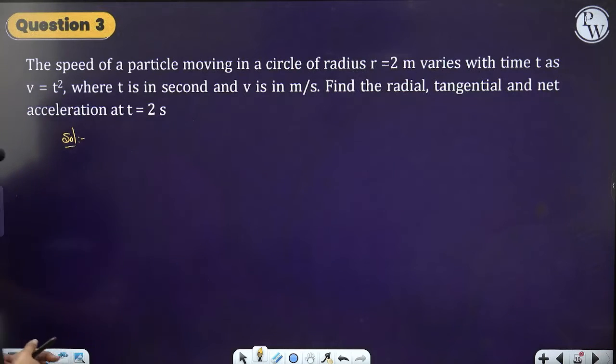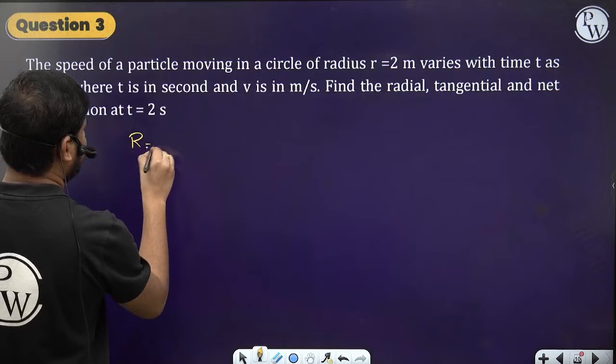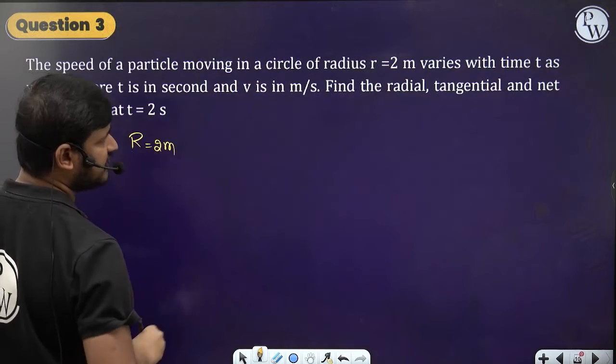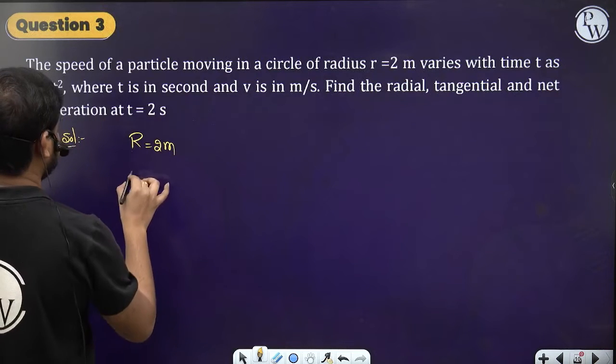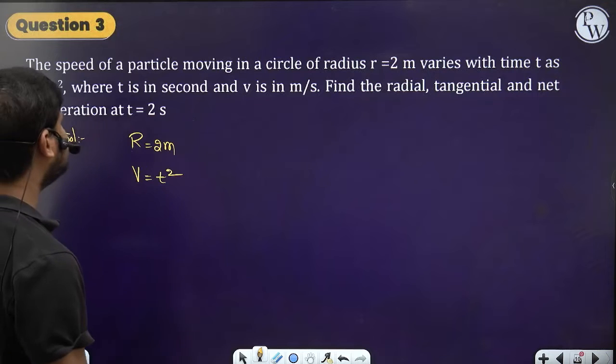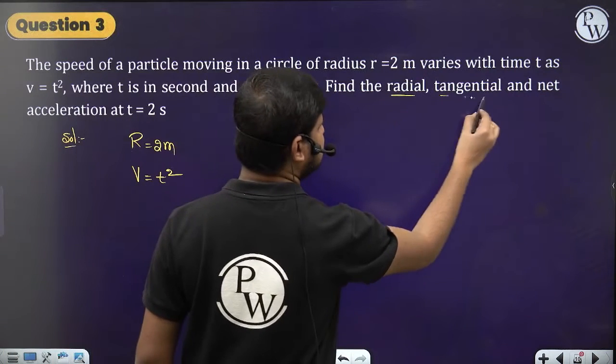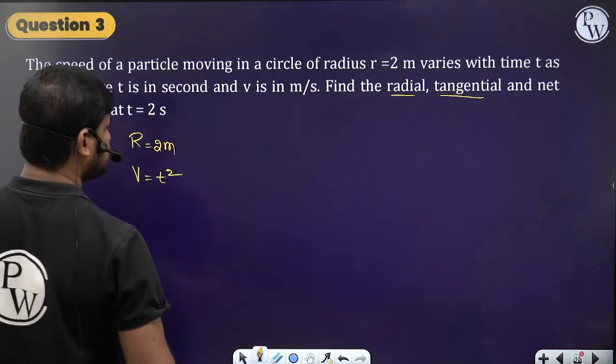See, the speed of a particle moving in a circle of radius r equal to 2 meters varies with time. So its speed is changing with respect to time as v equals 2t square, where t is in seconds and v is in meter per second. Find the radial, tangential and net acceleration. So let's do one by one.